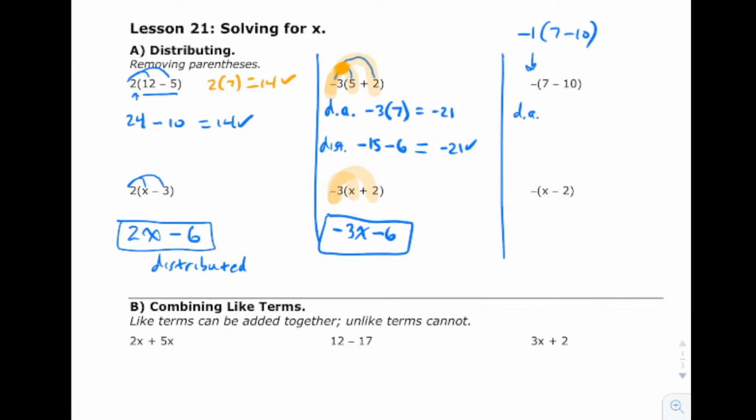Minus 1 times 7 minus 10. So the direct approach would be I have a minus 1 times. Now 7 minus 10 in the parentheses becomes a negative 3 in the parentheses. And then when you multiply negative 1 times negative 3, you get positive 3.